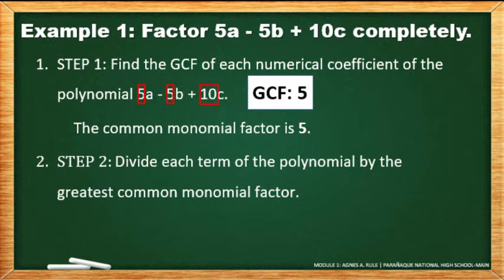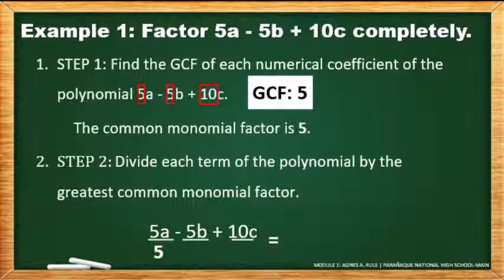Step number 2. Divide each term of the polynomial by the greatest common monomial factor. I-divide natin yung given polynomial sa GCF. So, this is our polynomial 5a minus 5b plus 10c. Divide all terms by 5. So, therefore, 5a divided by 5, the answer, a. Then 5b divided by 5. Cancel 5, magiging 1. So, may natitira 1b. So, minus b. No need to write 1. Kapag ang quotient mo 1, no need to write 1 kapag may variable.